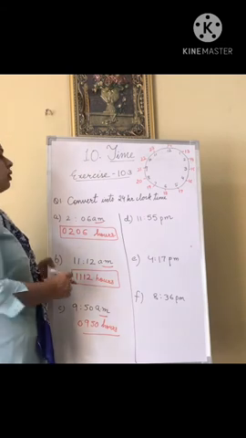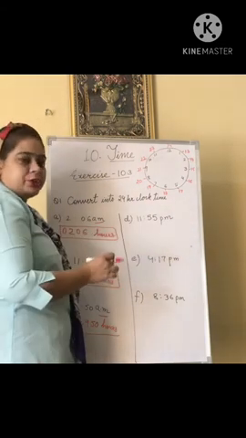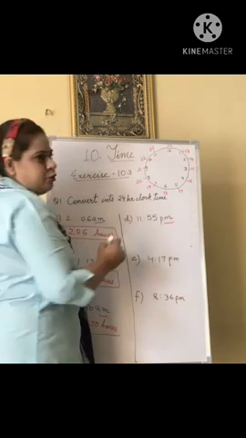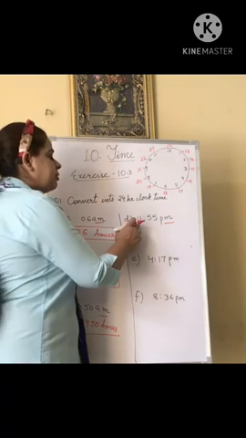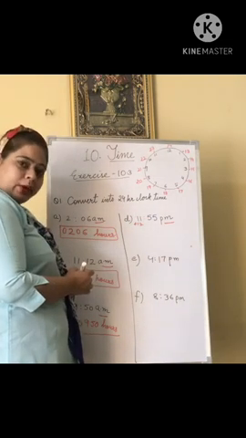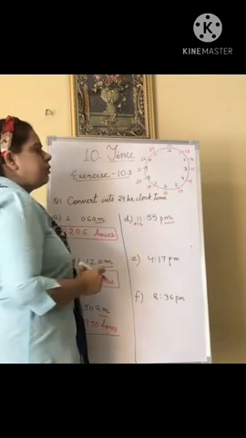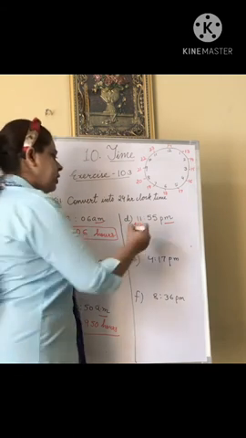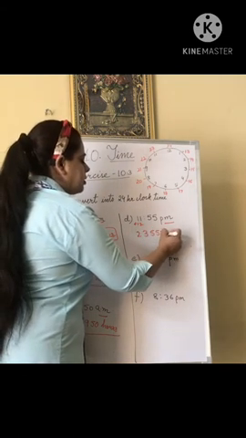Yes. Now moving to the next part. 11:55 pm. Children, now here pm is given to you. It means you have to add 12. 11 plus 12, what will it be? 11 plus 12 it is 23. और आप यहाँ क्लॉक में भी चेक कर सकते हो. 11 is represented by 23. It means 23:55 hours.